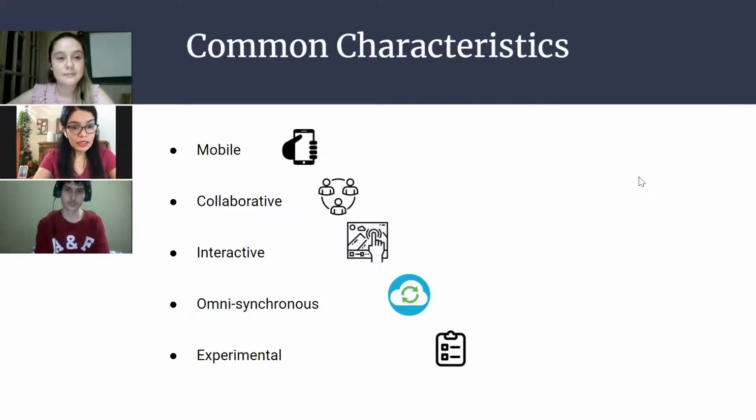It is omnisynchronous. Traditional classrooms tend to be synchronous. Teachers and students had to be in the same place at the same time. Asynchronous means that the teacher can post a lesson at any time and students can access the lesson also at any time. It is experimental. Both teachers and learners are innovating constantly.